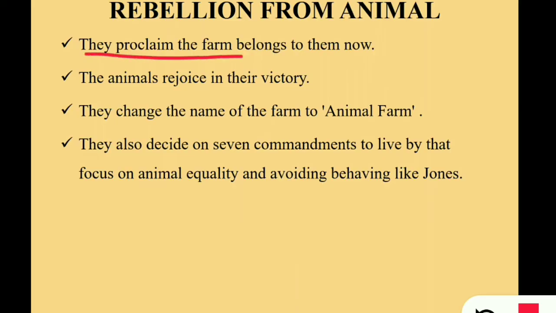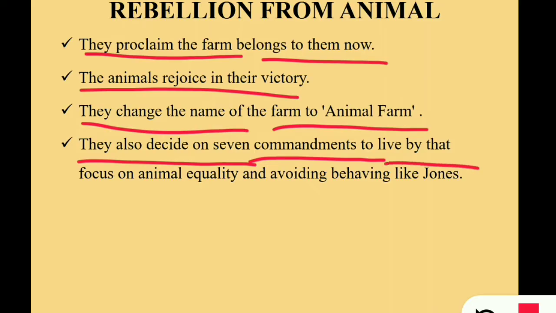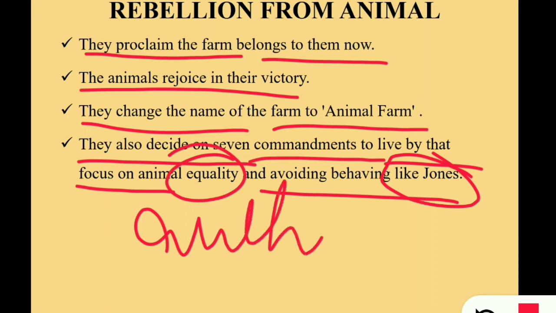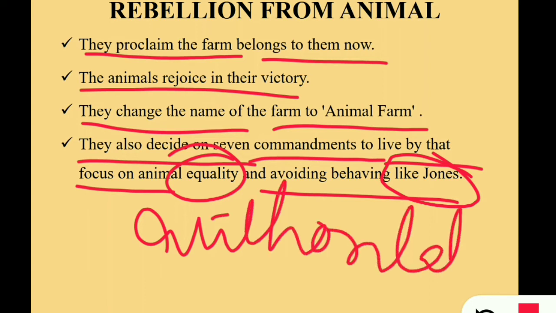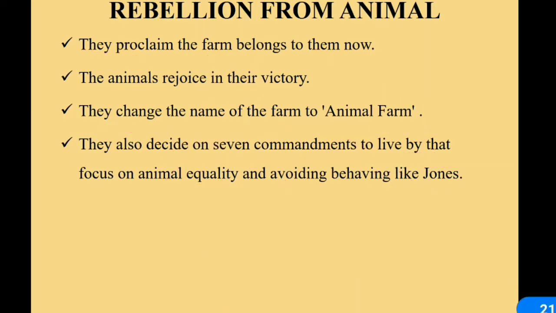They proclaim the farm belongs to them now. The animals rejoice in their victory. They change the name of the farm to Animal Farm. They also decide on seven commandments to live by that focus on animal equality and avoid behaving like Jones. Jones means authoritative person. So authority was thrown out and equality was established, according to the animals. Was it really so? We will see.